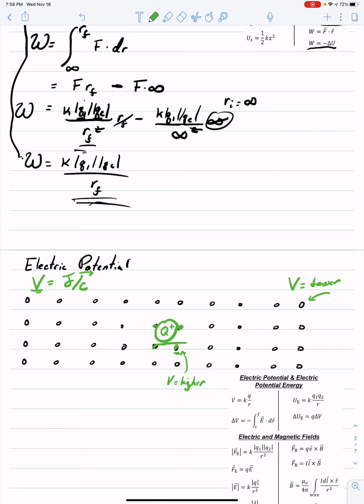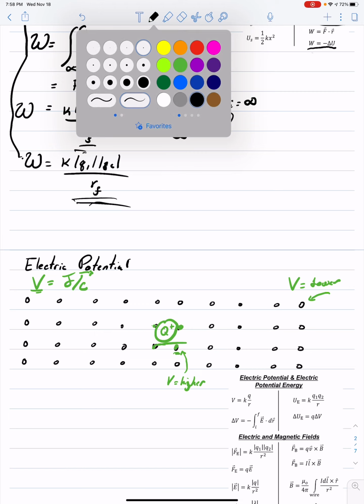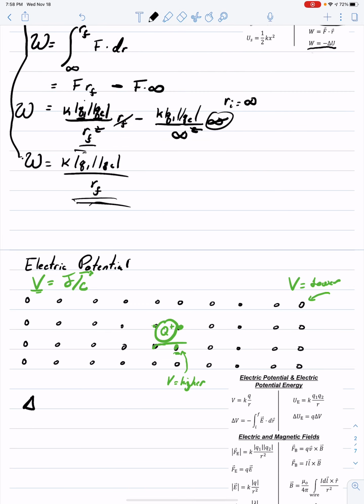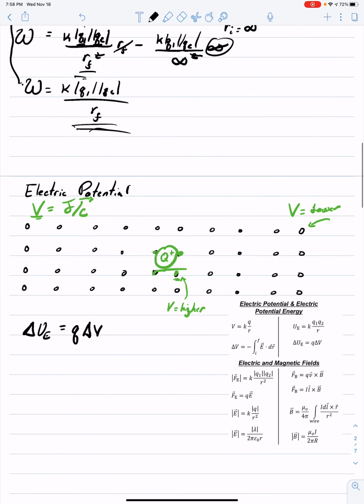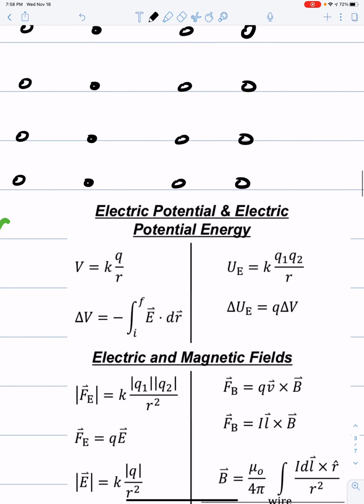Okay? We can find this by using the equation of the change. The change in potential energy is equal to charge times the change in volts. And we can find this, not volts, in electric potential. Right here.